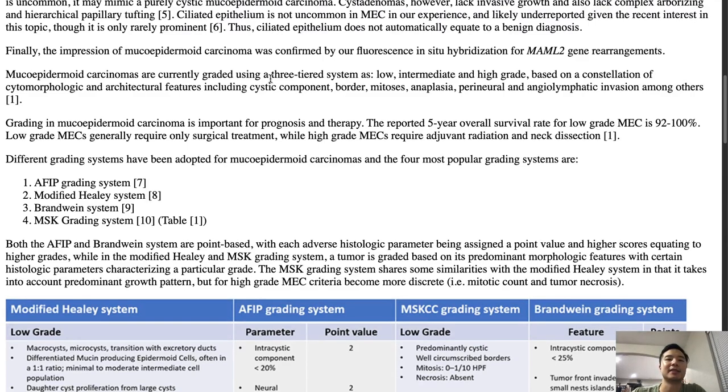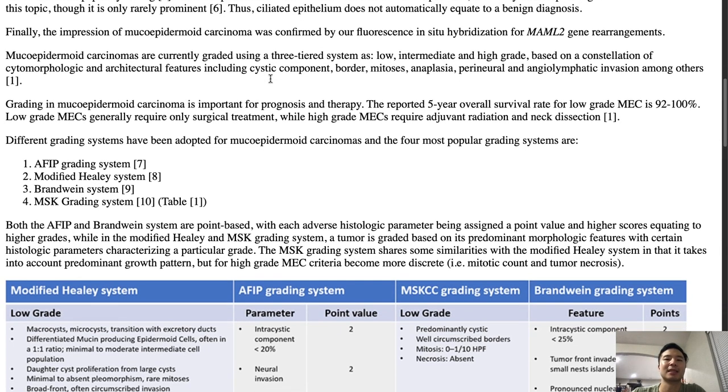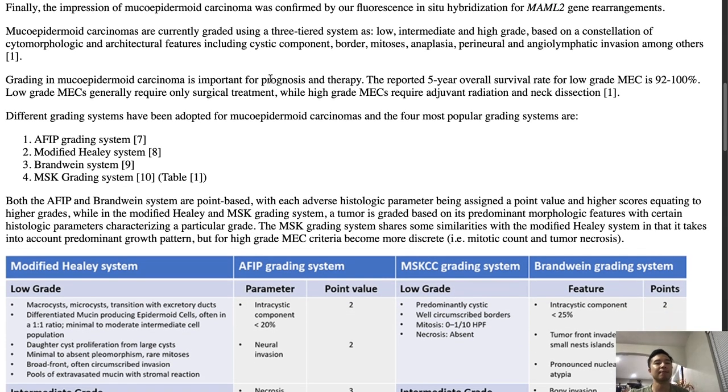Ciliated epithelium is not uncommon in mucoeps in our experience and is likely underreported given the recent interest in this topic, though it is only rarely prominent. Thus, ciliated epithelium does not automatically equate to a benign diagnosis. Finally, the impression of mucoep was confirmed by the fluorescence study for MAML2 gene rearrangement.